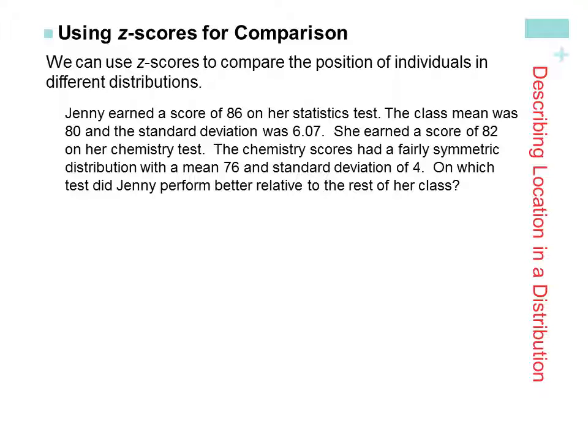Okay, so we can also use z-scores to compare the position of individuals in different distributions. So when we say different distributions, they can have different units. They can be completely different. One's SATs, one's ACTs, talking about heights. The reason that we can do that is whenever we standardize our scores, we're giving it a standard unit of measure, which means they have the exact same units, and those units are standard deviation.